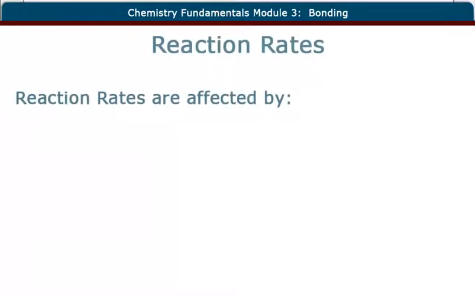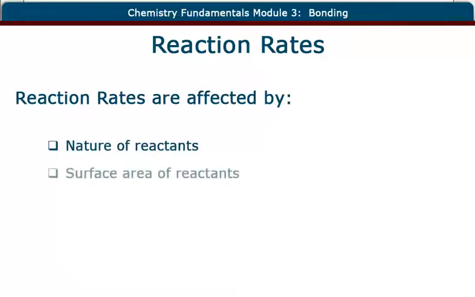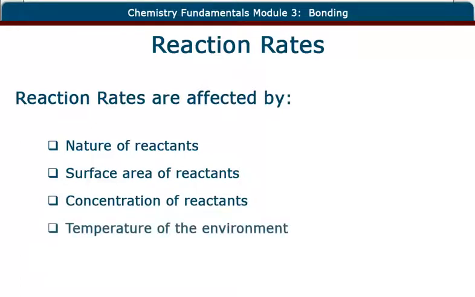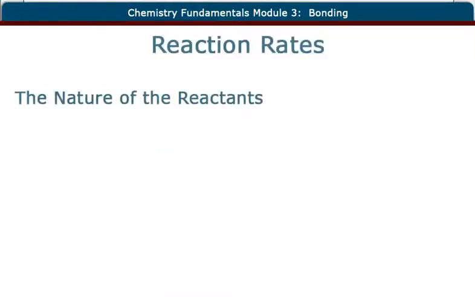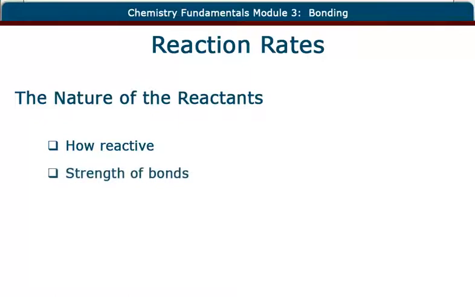Reaction rates are affected by the nature of the reactants, the surface area of the reactants, the concentration of the reactants, the temperature of the environment, and the presence of a catalyst. When we talk about the nature of the reactants, considerations include how reactive the reactants are, and how strong the bonds are that must be broken in order for the reaction to occur.